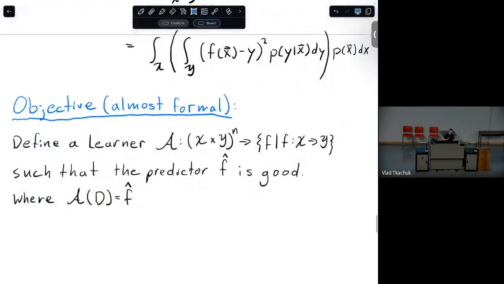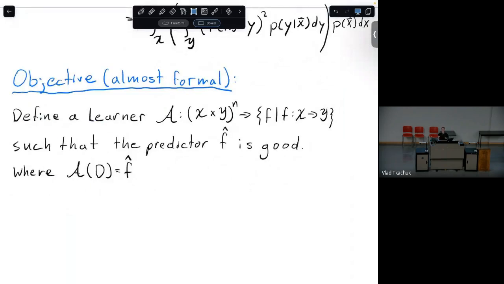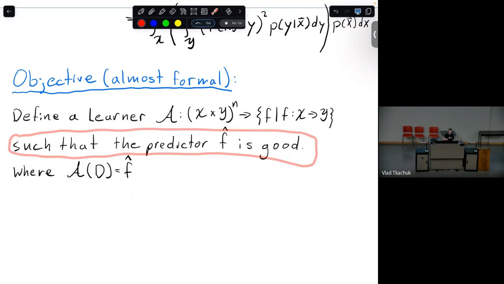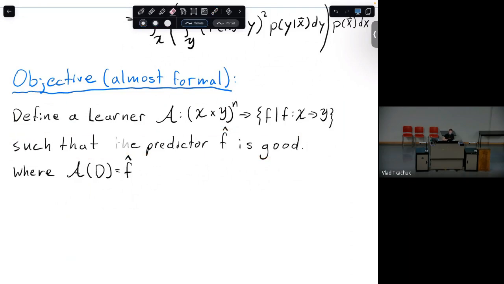Great. Okay, so the first line is fine, right? We still want to define a learner. This is the mathematically precise definition: the learner takes in a data set and outputs a function. The thing we really want to change is this line. What did it mean for the predictor to be good? Let's replace it with a new understanding: such that the expected loss is small.